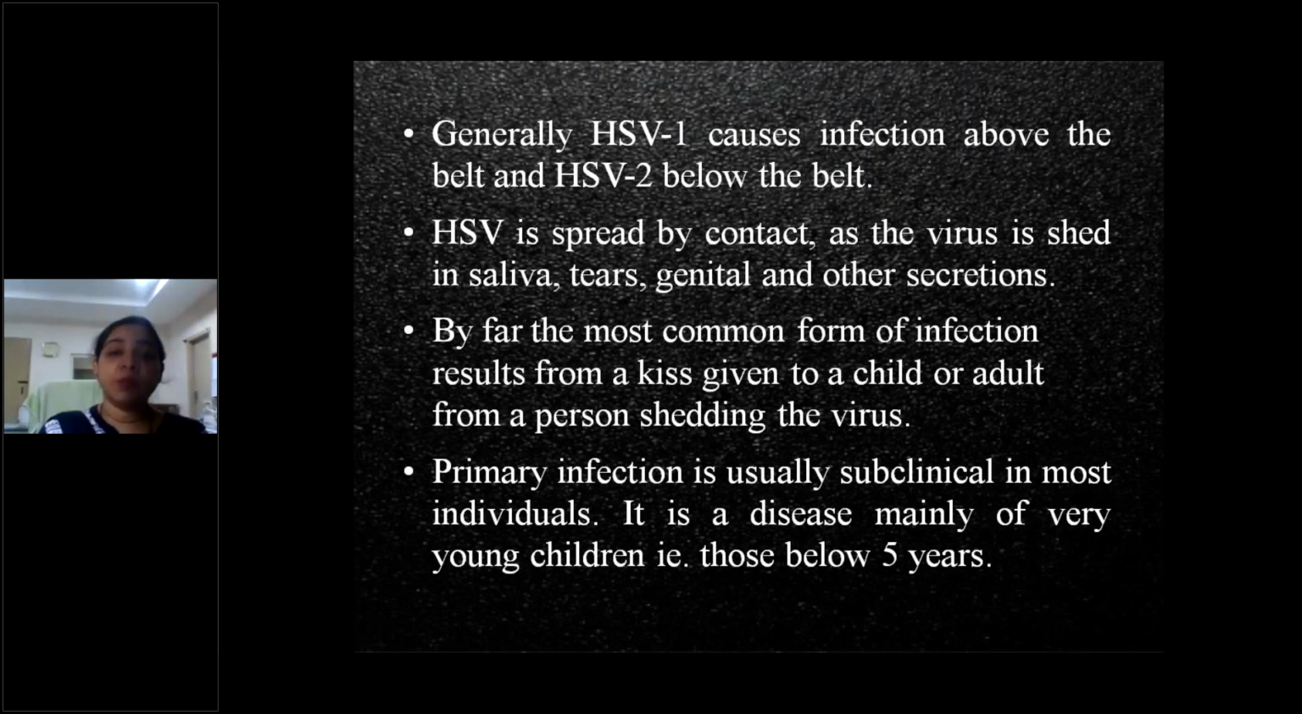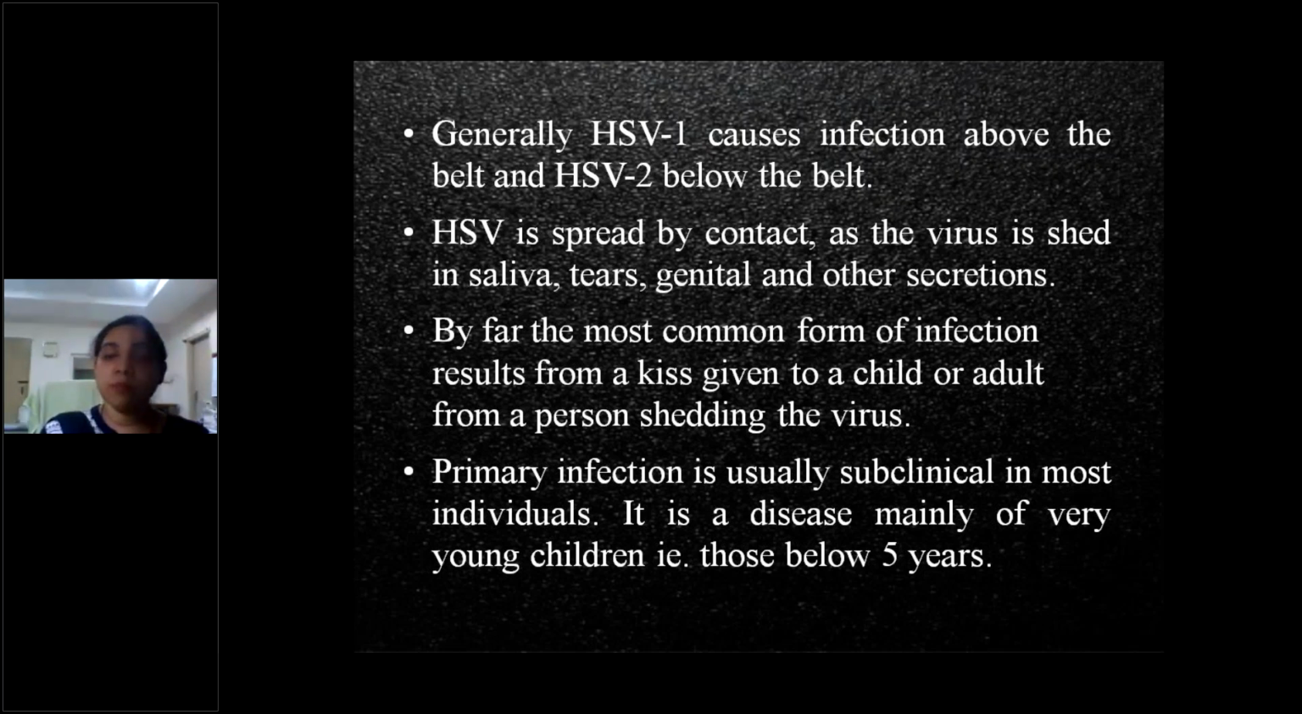Herpes simplex virus is spread by contact, as the virus is shed in saliva, tears, genital, and other secretions. The most common form of infection results from a kiss given to a child or adult by a person shedding virus. Primary infection is usually subclinical in most individuals. It is a disease mainly of young children, that is, below 5 years.